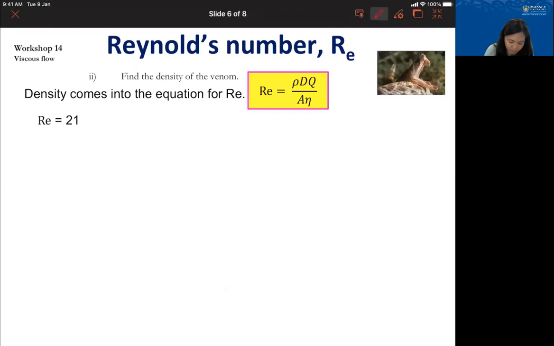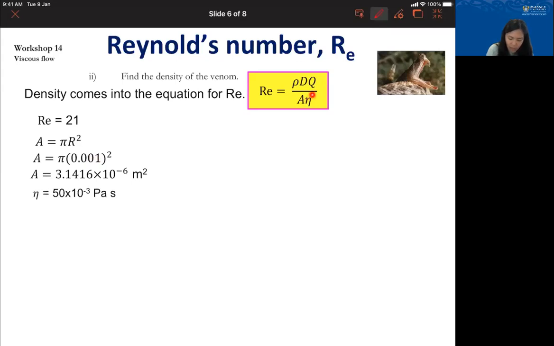So the Reynolds number for the venom as it flows down the fang was given to be 21 in the previous question, where we were asked whether it was laminar or turbulent flow. A is the cross-sectional area of the fang through which the venom flows as it's being delivered. We said that the cross-sectional area is a circle, and we can solve that because the radius is given, 0.001 meters. So the area can be solved.